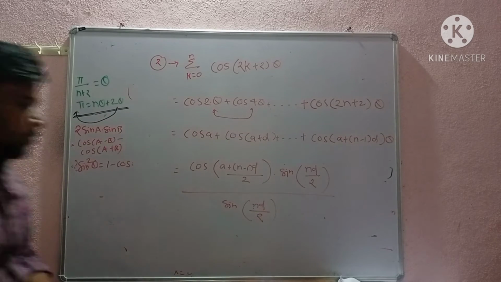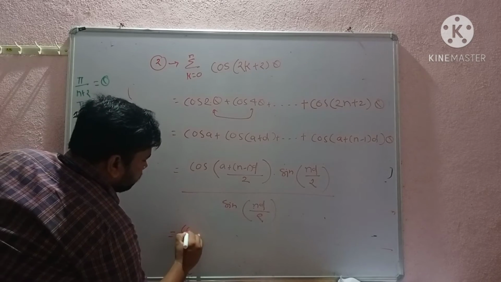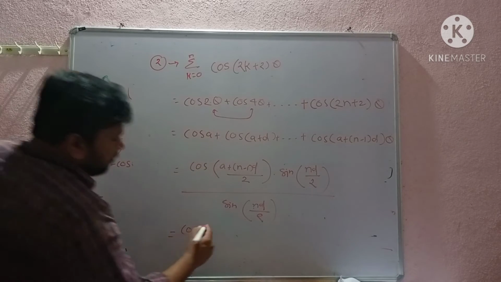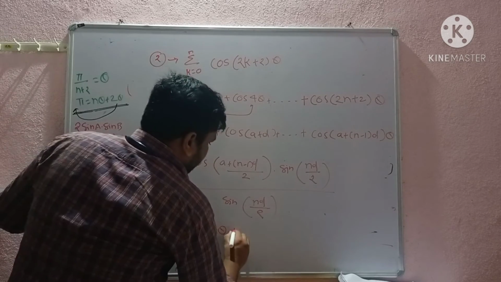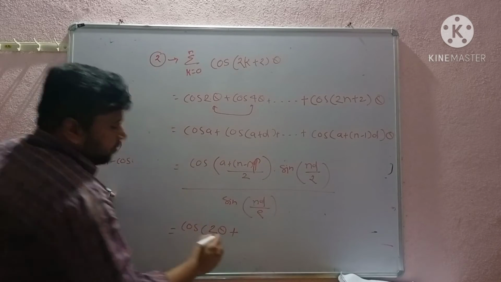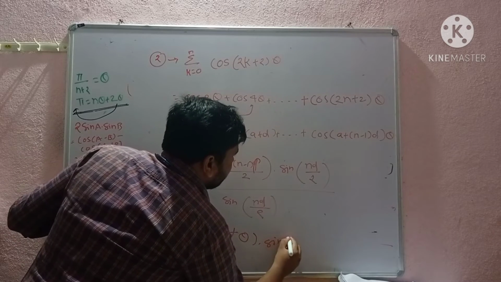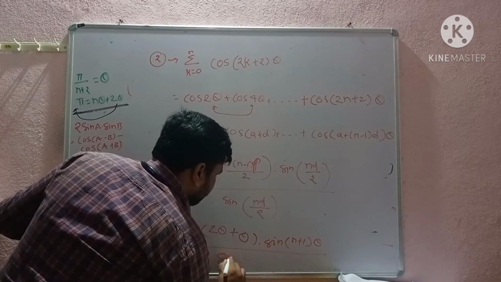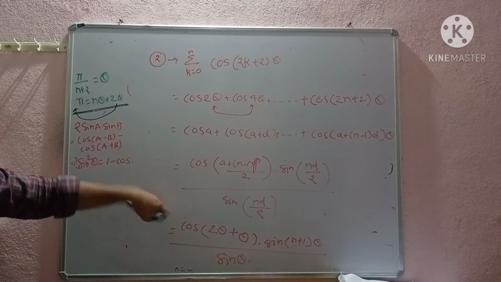Now again we will simplify this. We have to put the values here. Is equal to cos, what is the value of a? 2 theta is there. In the previous term the value of a was 3 theta, here the value is 2 theta. Again n minus 1 becomes n as earlier, and d by 2 becomes theta, so 2 theta plus theta. Again sin (n plus 1) theta divided by sin theta. This is as earlier, I am just jumping because this is solved in the previous procedure.